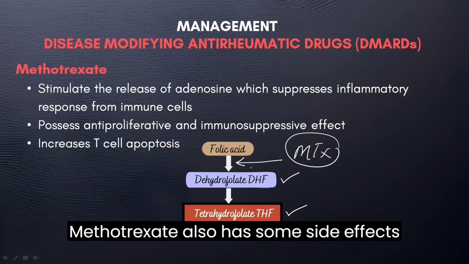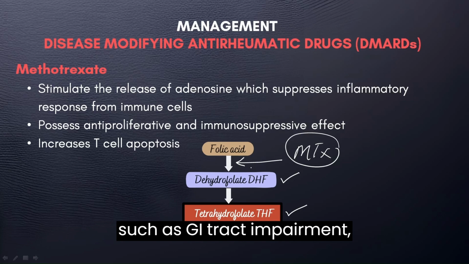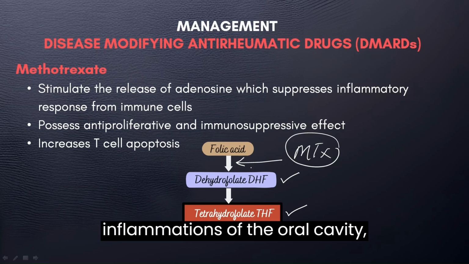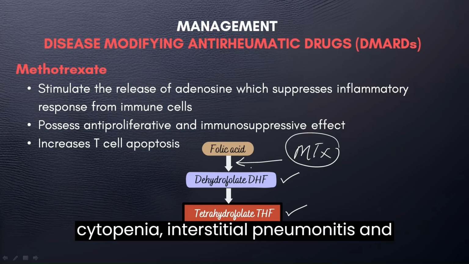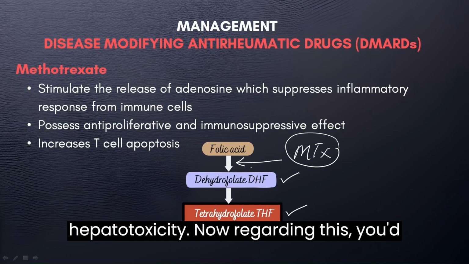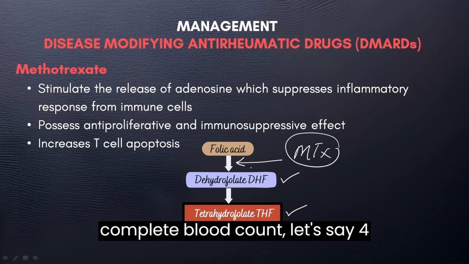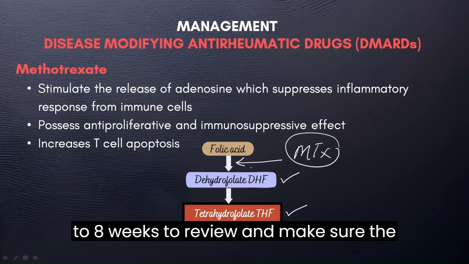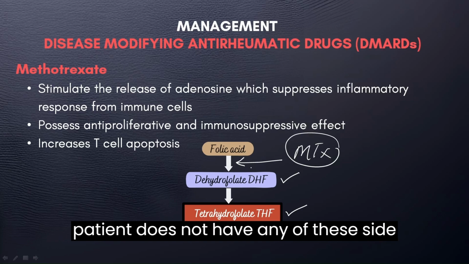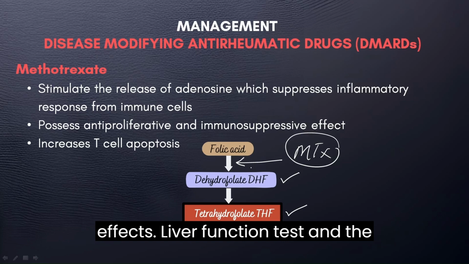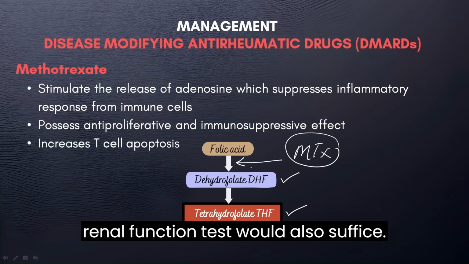Methotrexate also has some side effects such as GI tract impairment, inflammation of the oral cavity, cytopenia, interstitial pneumonitis, and hepatotoxicity. Now, regarding this, you would of course like to do a CBC, that is a complete blood count, let's say every 4 to 8 weeks, to review and make sure the patient does not have any of these side effects. A liver function test and a renal function test would also suffice.